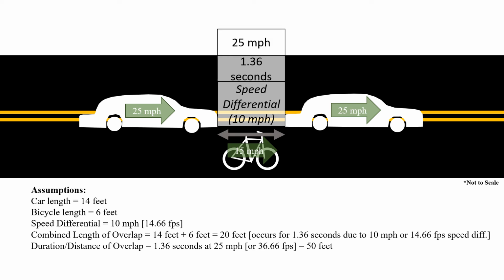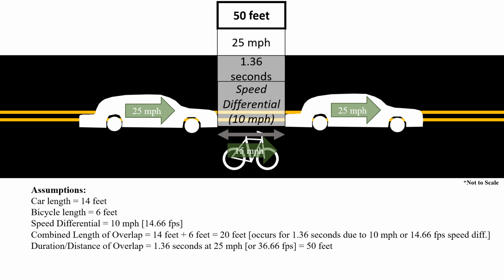But then we want to look at the distance that the vehicle is going to travel. So how long does it take that vehicle to make that full maneuver? So 1.36 seconds at 25 miles per hour, that's the speed of the vehicle. Converting that to feet per second is 36.66 feet per second. And that means that the vehicle is going to travel 50 feet while covering this overtaking maneuver. Again, that distance of 20 feet was the distance that needs to be overtaken, the length of the vehicle and the length of the bicycle, at the speed differential of 10 miles per hour. That gives us a final answer of 50 feet as the portion of overtaking that occurs for this passing maneuver.